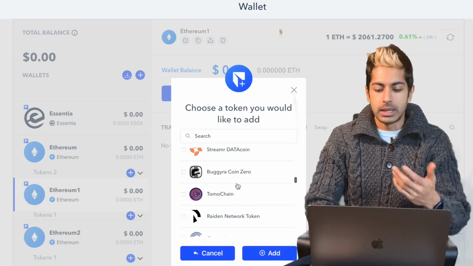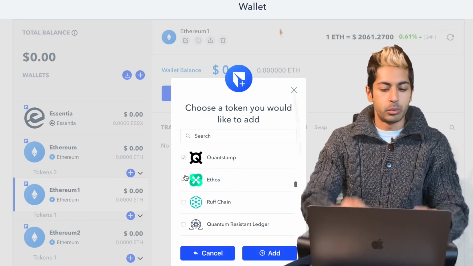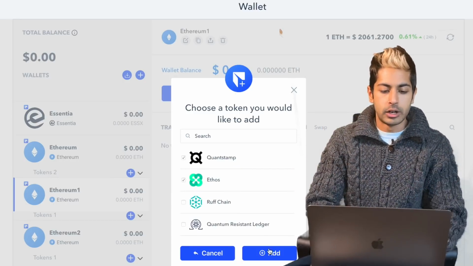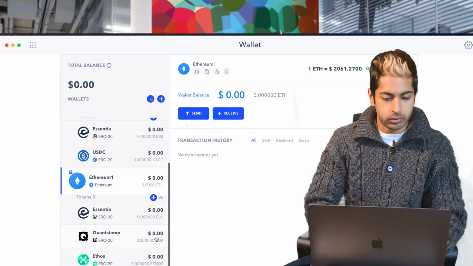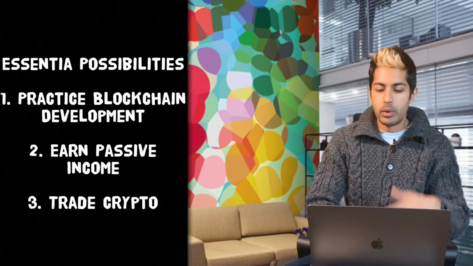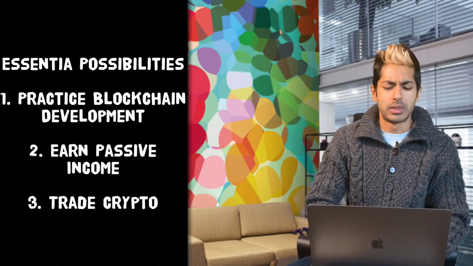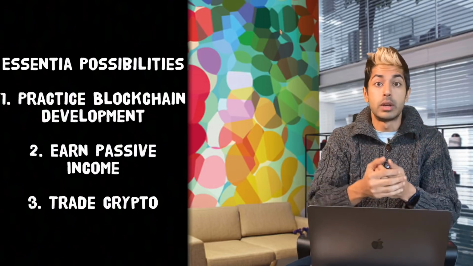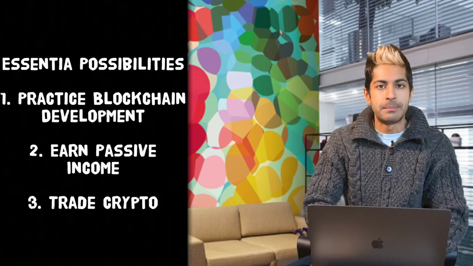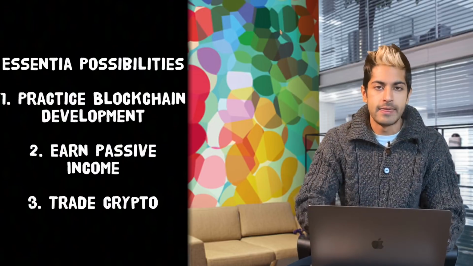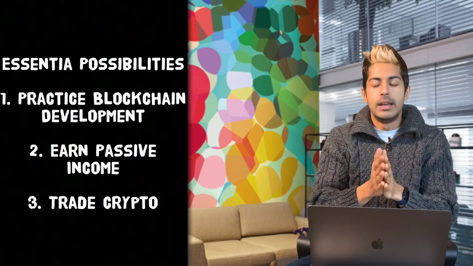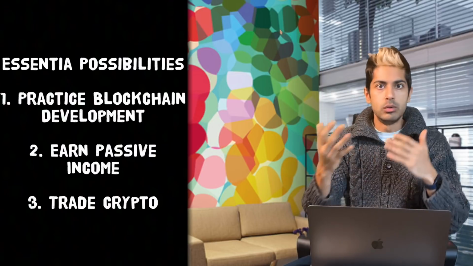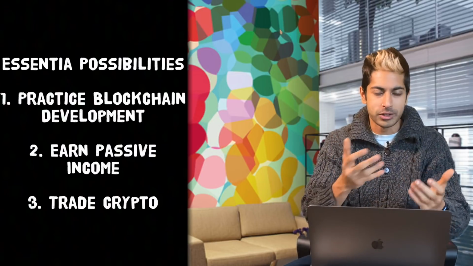Let's just add two of them, Ethos and QuantStamp. We'll just add both of them, and then boom, they're going to show up right there. We can trade them. We can do all sorts of things with them. But basically with Essentia, you can do a lot. You can trade currencies. You can earn a passive income by signing up to be what's called a validator in the network, a masternode. Or you can just do different sorts of blockchain open source work to hone your skills here.